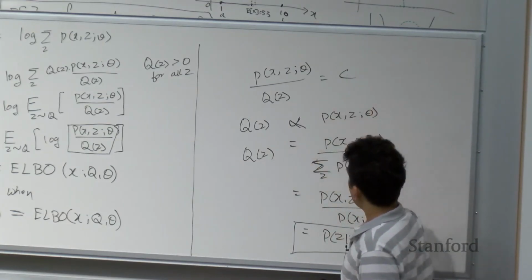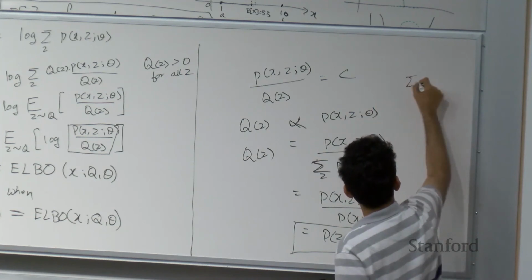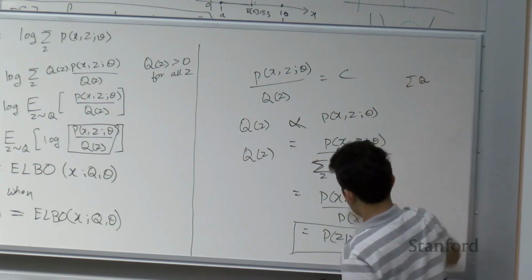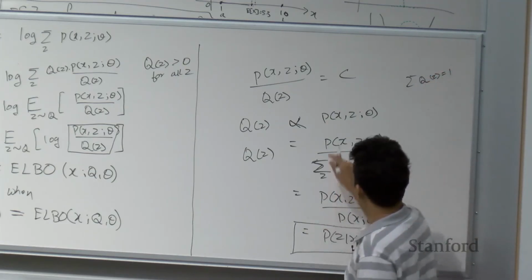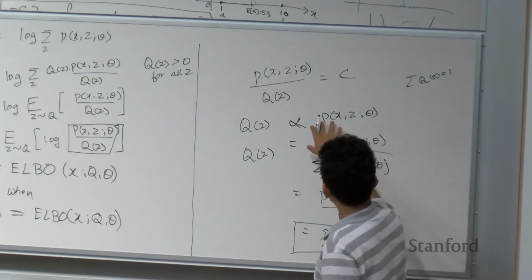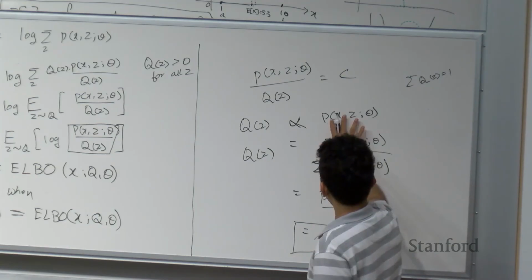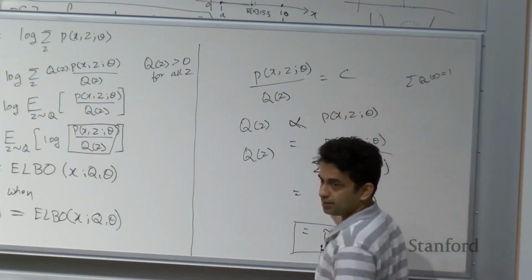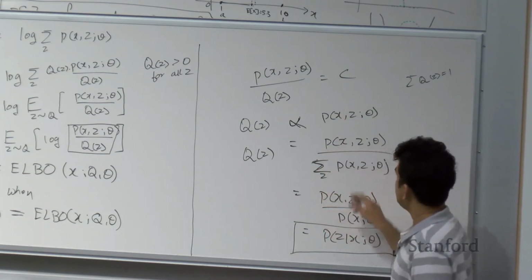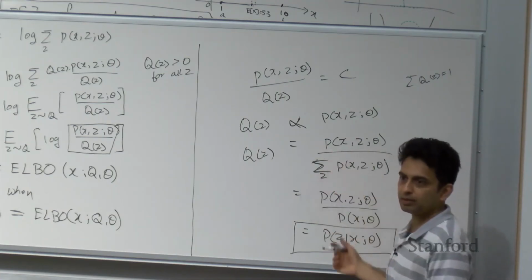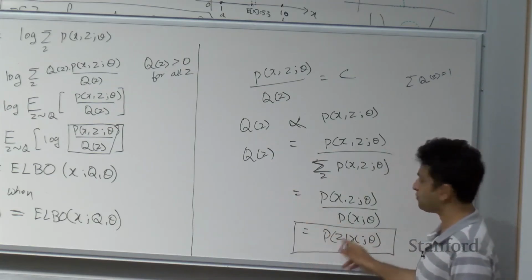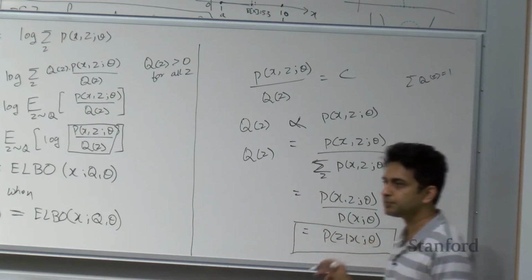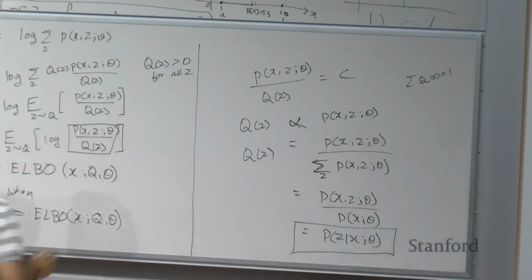Now we also know that the sum over Q of z equals 1, which means the sum over all of the right hand terms must be equal to c itself. We divide by c and we get exactly that. So Q of z is equal to the posterior of z given x at that value of theta. Thank you. Thanks for asking.